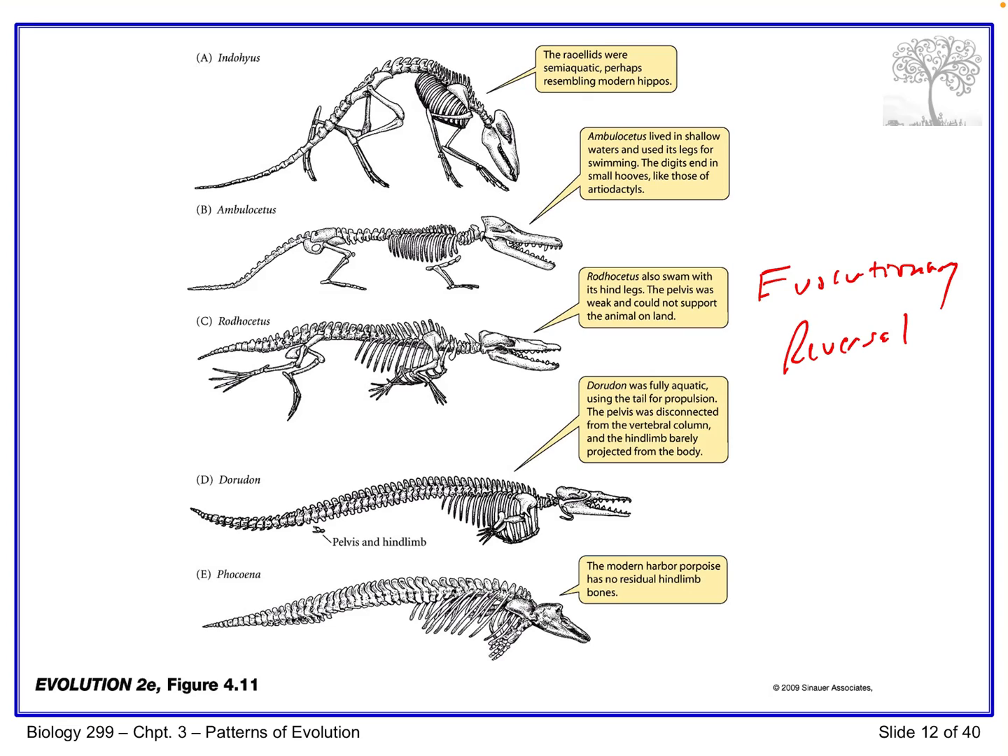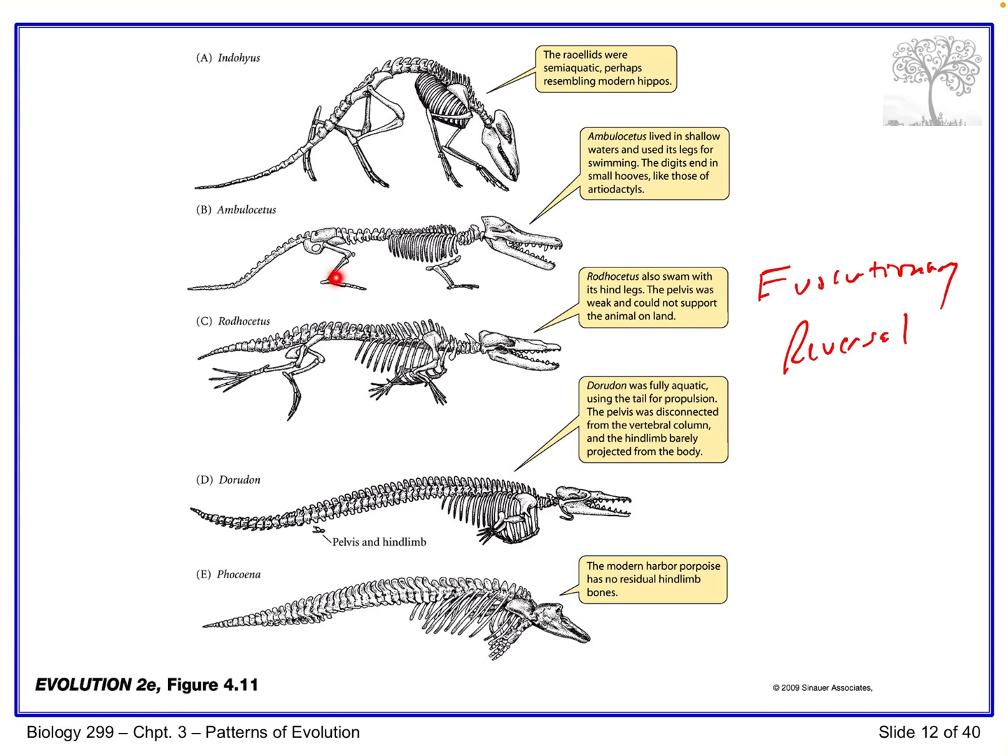And so what you're seeing here is the fossil record, such as it is, for this lineage of mammals. You have Indohyus, which was a species that probably lived about 50 million years ago. Various features of its anatomy suggest that it could have been semi-aquatic, maybe like modern hippos are. Further on in time, we have Ambulocetus, which would have lived in shallow waters and used lakes for swimming. You can tell that based on the structure of the legs and the digits on the foot and the hand.